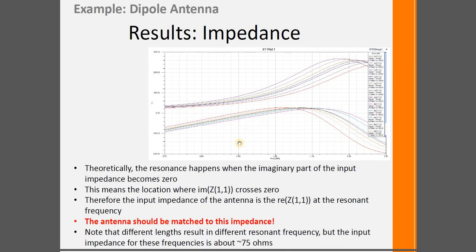Because the antenna should be matched, in this result we can see which length has an imaginary part near 0, and then select this length. So as we can see in this figure, the frequency is about the input frequency, and the real input impedance at 1 GHz is about 75 ohm.